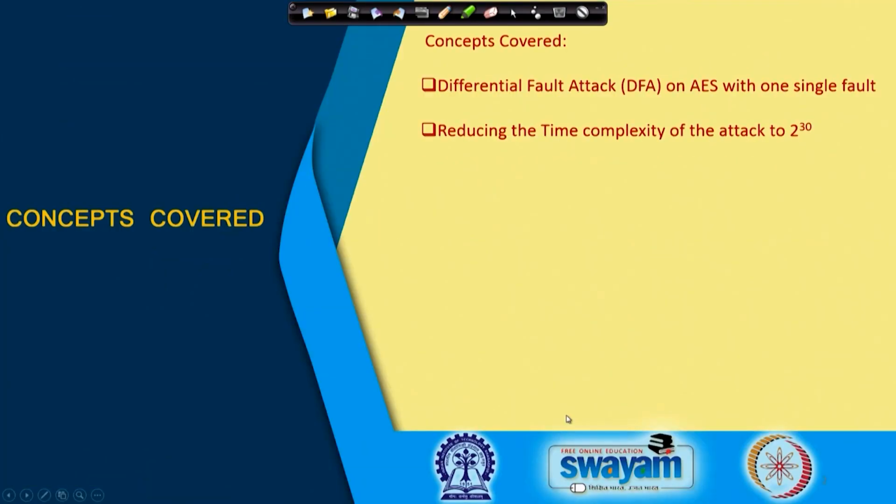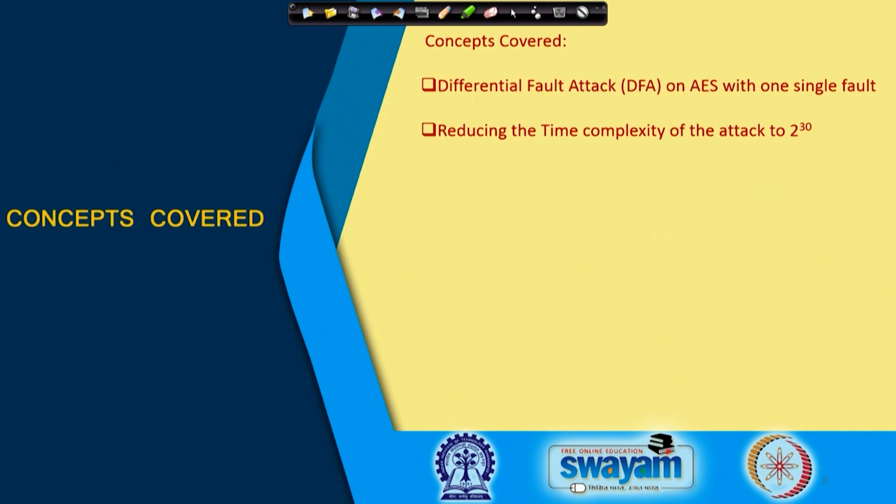So, welcome back to this class on hardware security. We shall be continuing our discussion on differential fault attacks on AES. In particular, we shall be trying to look into how to perform a DFA attack on AES with one single fault. In the last class we saw that with two single byte faults, we were able to reduce the AES key size to a unique value.